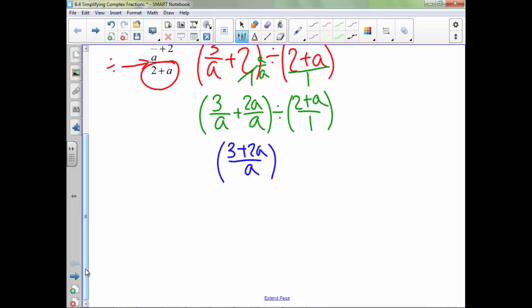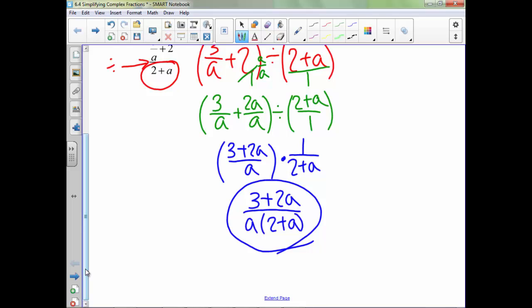And when we have division, remember we can multiply by the reciprocal. And nothing cancels out, so we're left with 3 plus 2a over a times 2 plus a. And that's it.